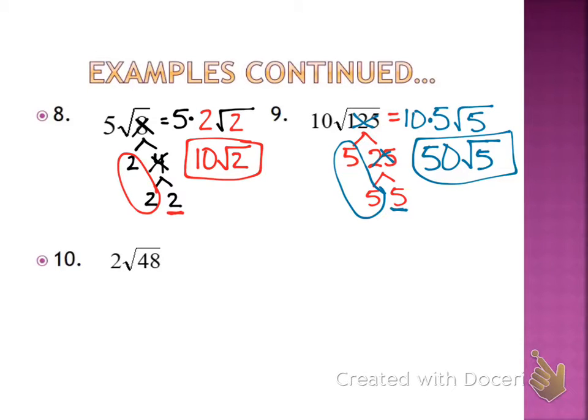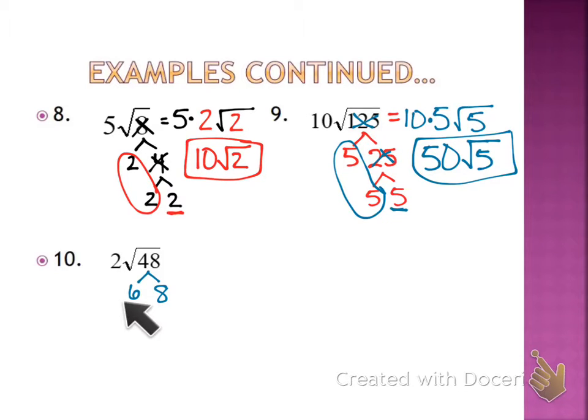All right, on number 10. Which number are we breaking down? The 48. What could 48 break into? Okay, we heard a couple options. We could use 4 and 12. We could use 2 and 24. We can use 6 and 8. 6 and 8 was the first one I heard, so that's the one I'm going to use. If you used a different factor pair, that's fine. Your answer in the end should come out the same.